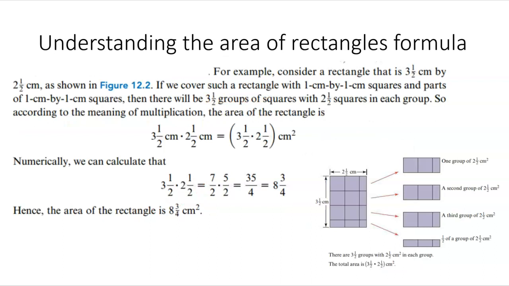So this rectangle is 3.5 centimeters by 2.5, and if we cover it with 1 centimeter by 1 centimeter squares and parts of squares, then there will be 3.5 groups with 2.5 squares in each group. So this is one group of 2.5. Here's our second group of 2.5. Here's our third group of 2.5. And here's a half group of 2.5. So we have 3.5 groups with 2.5 square centimeters.